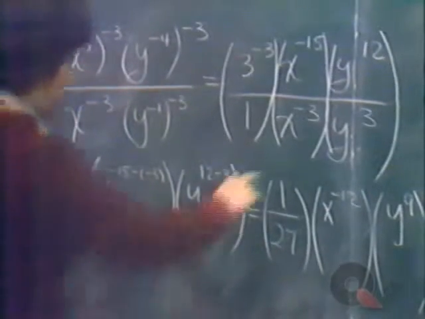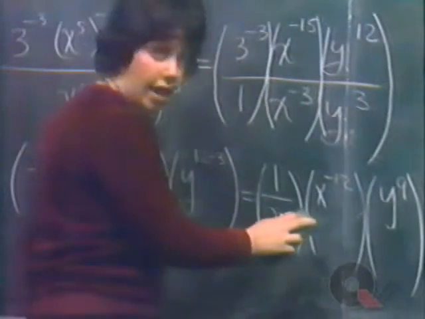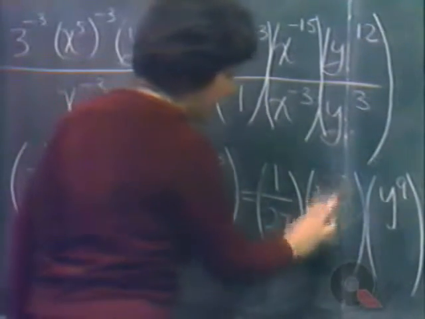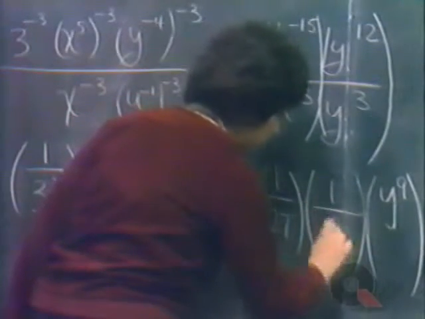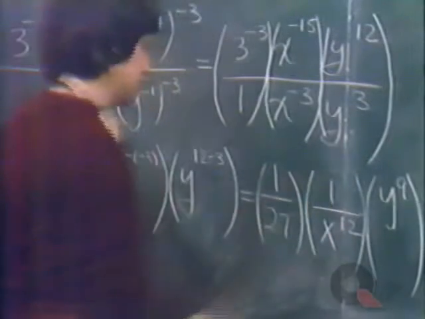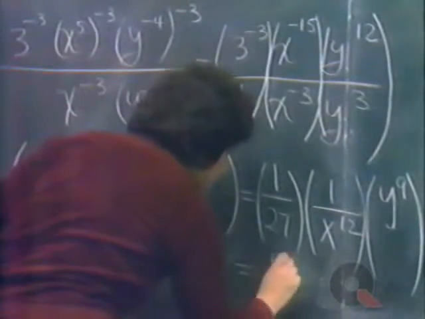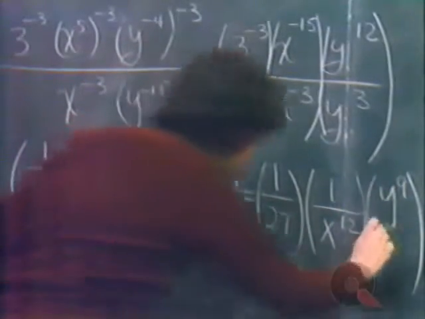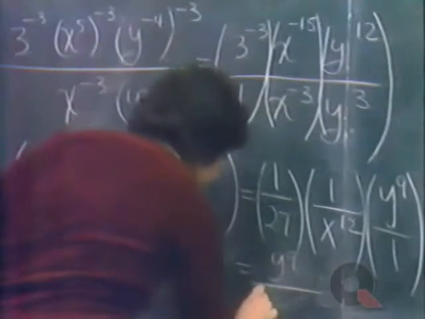And of course, x to the minus 12 can be rewritten. I'm a little short of space, so I'm going to rewrite x to the minus 12 here as 1 over x to the 12. We made it 1 over x to the 12, giving us a final answer of y to the 9th, multiplying the numerators, over 27 x to the 12.